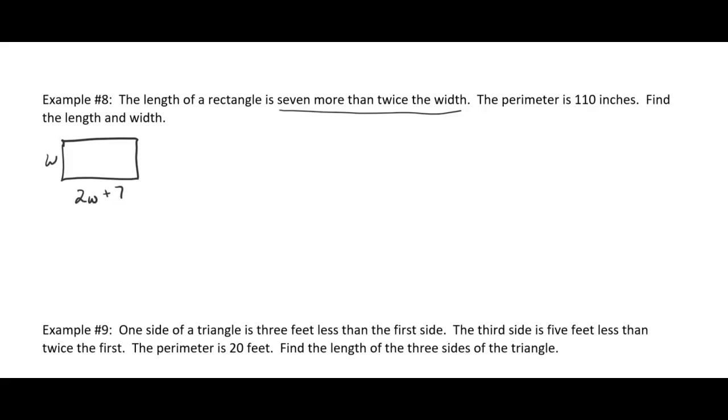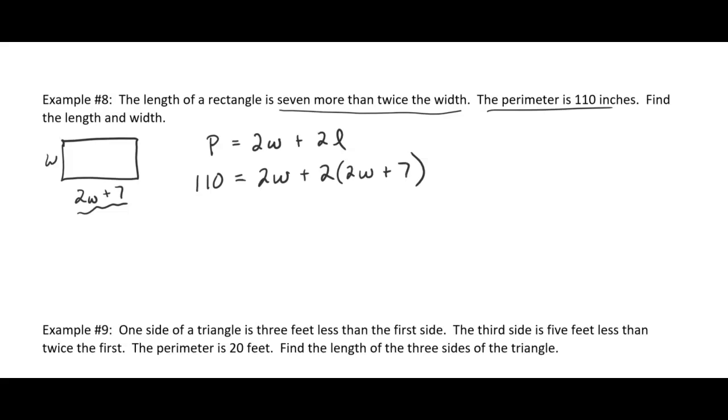Okay, so now I've got a width and I've got a length. I'm going to go to that formula I had up a minute ago, that the perimeter is twice the width plus twice the length. And it tells me in the next sentence, the perimeter is 110 inches. So 110 for the perimeter, twice the width, plus twice. Now I'm not going to put L. I'm going to put what I have established that L is represented by. So that's my length right there, 2W. I'll need parentheses: 2W plus 7. Okay, so that's how you do the formula. Put everything in. And now I just have to solve it.